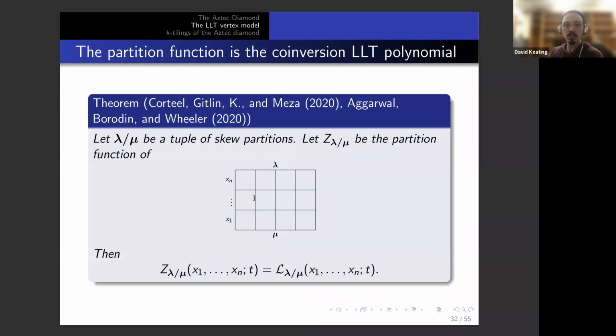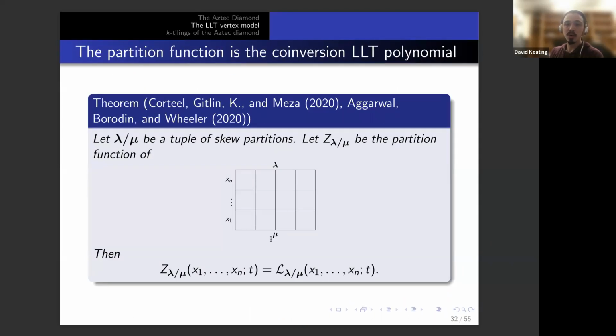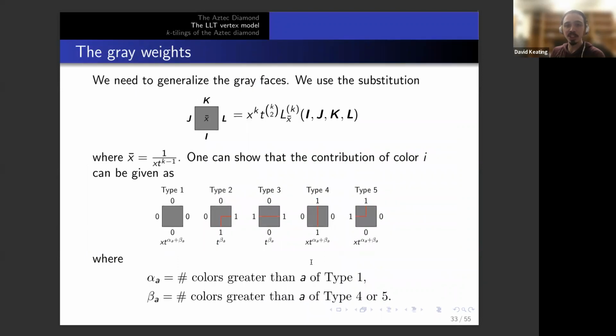So it's a theorem that the partition function of these stacks of white rows, where now on the boundaries you're not assigning one partition, but a tuple of partitions, one for each color, is exactly the Coinversion LLT polynomial. But of course, that was a generalization of the white faces. We want a generalization of the gray faces.